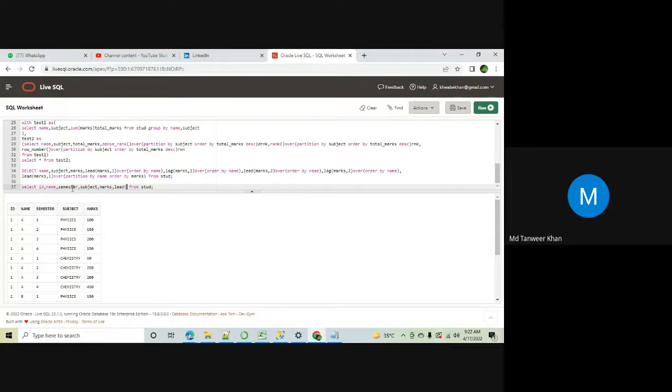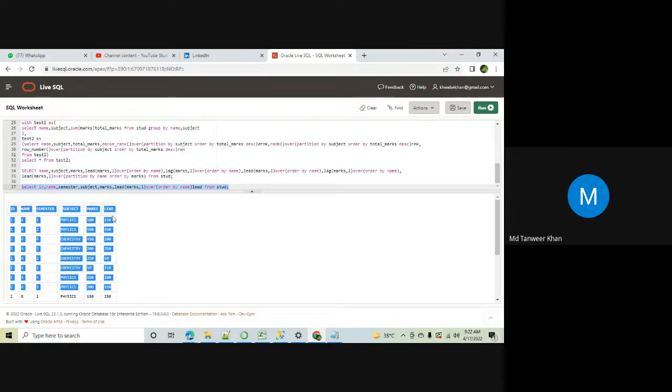So I'm writing here lead marks, comma 1, over order by name, as lead. Concentrate on the output and tell me this is the new column lead. Okay. Can you tell me what is happening here in this column? Can you tell me what I have done using this lead here?